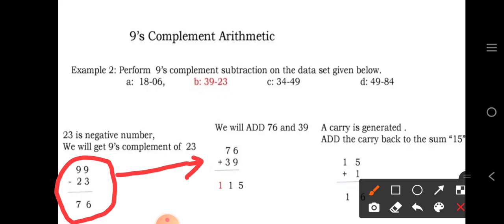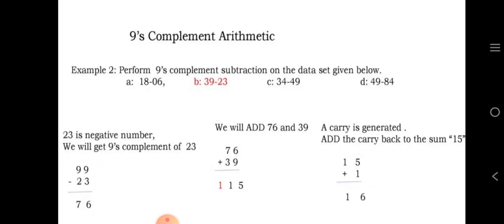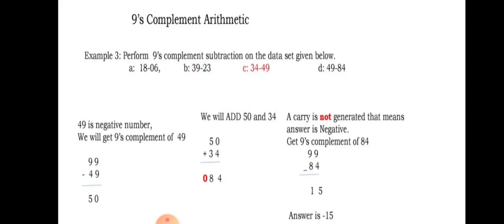After adding this, 6 plus 9 is 15, carry 1. 7 plus 3 is 10, plus carry 1, that is 11. So we will write 1, carry 1. Here carry is generated, so we have to add the carry back to the sum. So when we add this carry to the sum 15, we will get the answer as 16. So 39 minus 23, we get the answer as 16. This is the second example.